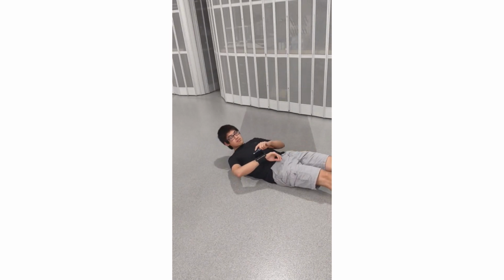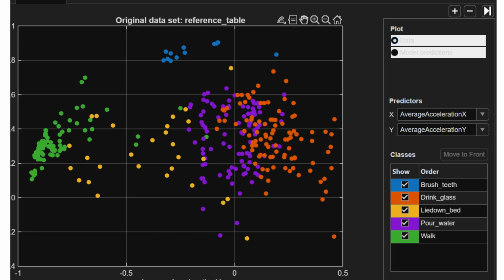The goal was to build a model that could reach at least 75% accuracy across all 5 activities: brushing the teeth, drinking water from a glass, lying down in a bed, pouring water in a glass, and walking.